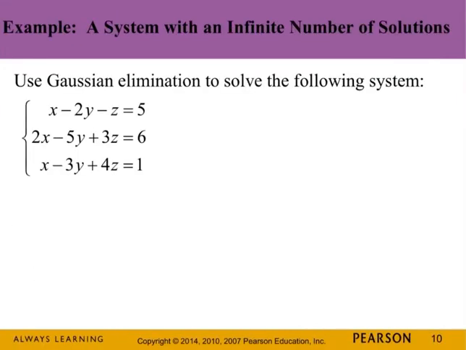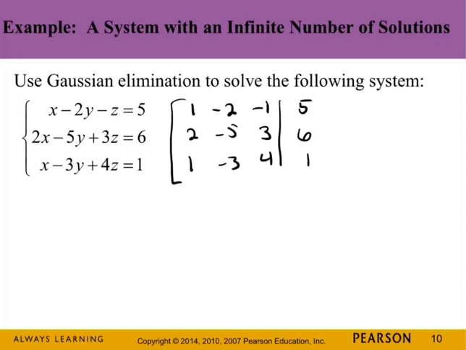Notice, look at the title. It says a system with infinite number of solutions. Use Gaussian elimination to solve the system. So let's write the augmented matrix. The coefficients, we're going to have 1, -2, -1, and 5. 2, -5, 3, and 6. 1, -3, 4, and 1.